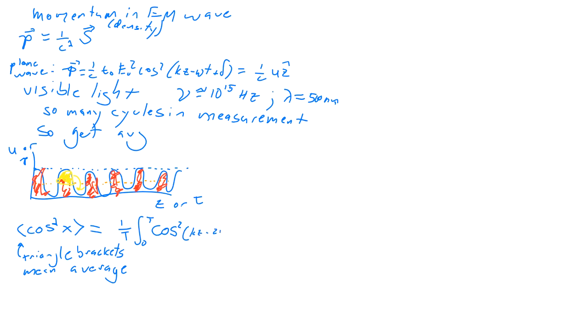And remember, if we're doing this temporally, omega is 2 pi over T. So I did this here for one period. We see that the average of cosine squared over one period is equal to 1/2.